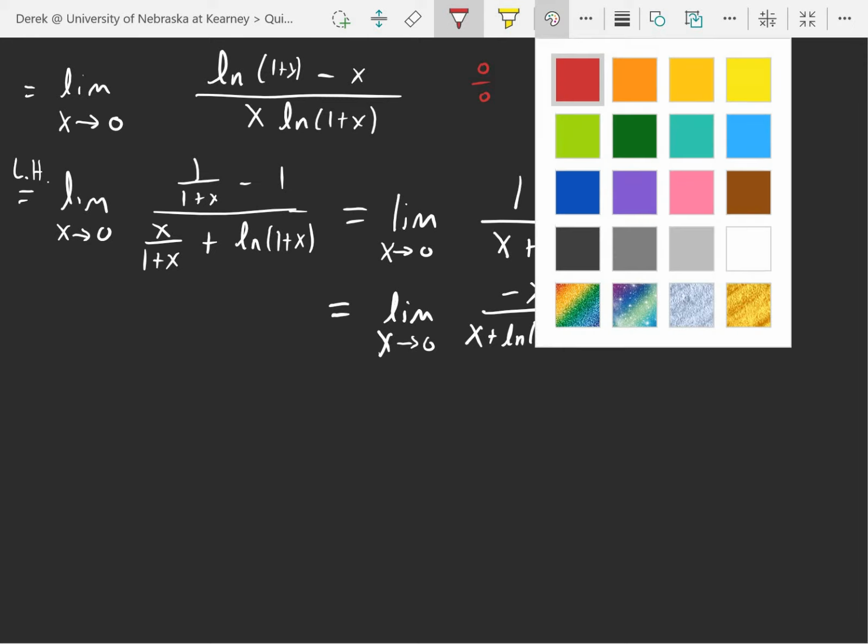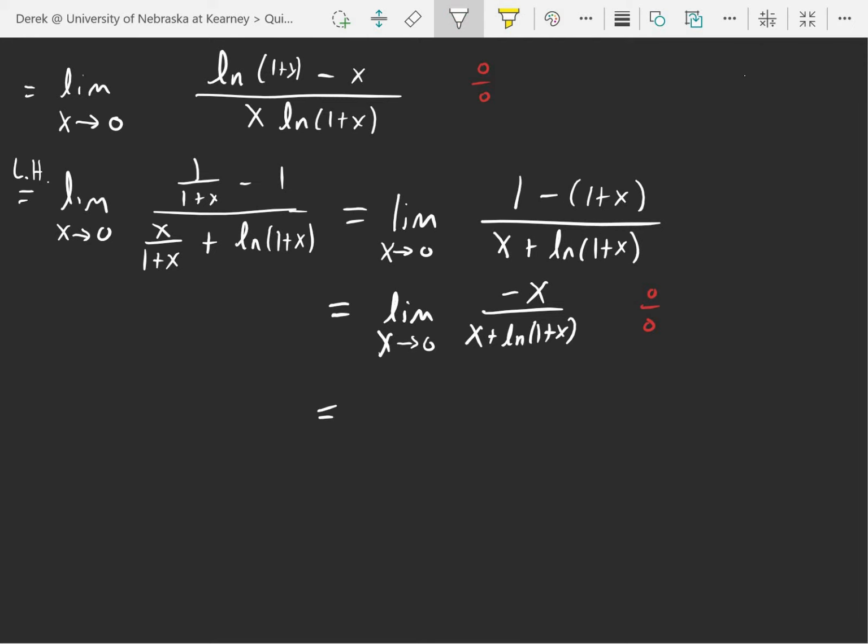So we use L'Hopital's rule again, and then I get negative 1 over 1 plus 1 over 1 plus x, and that's as x goes to 0. Now this is a continuous function. If I just take x equal to 0, I get negative 1 over 2. So negative 1/2 would be our limit. Okay.